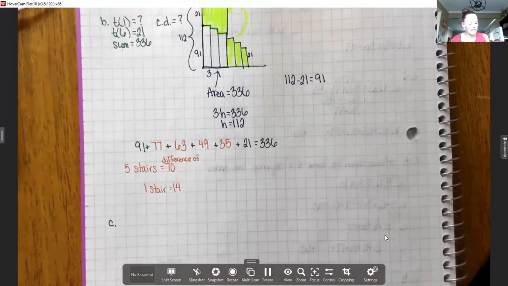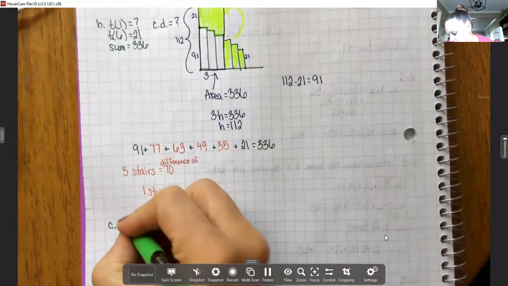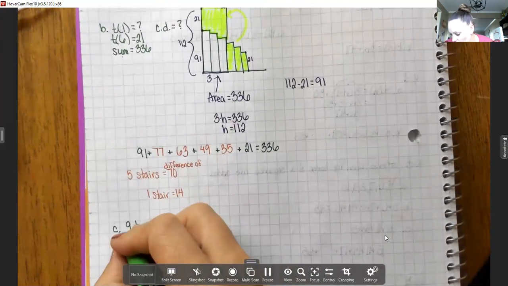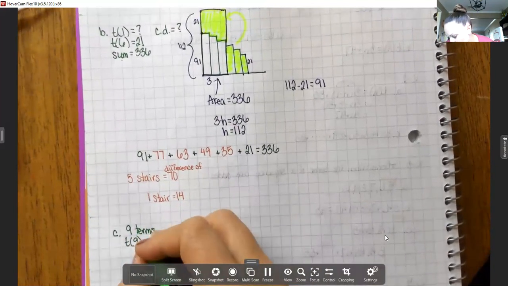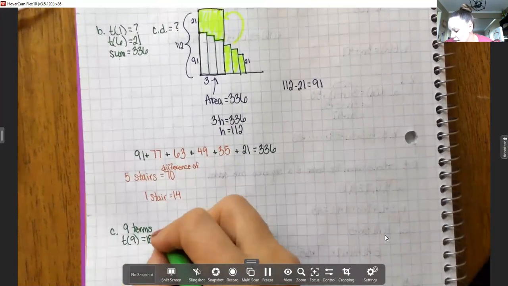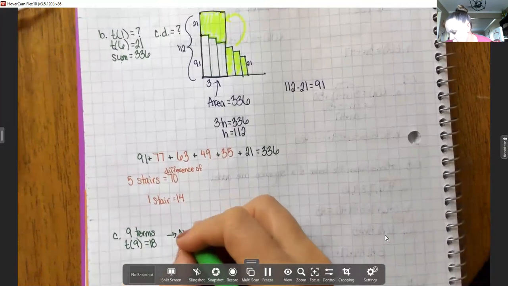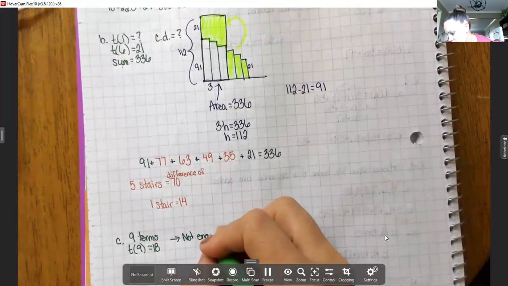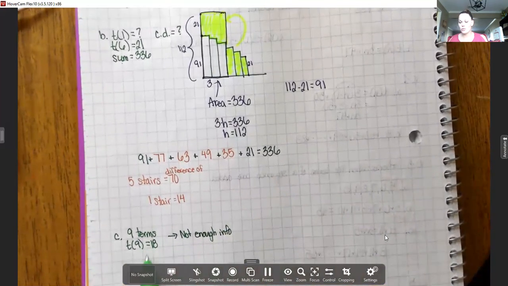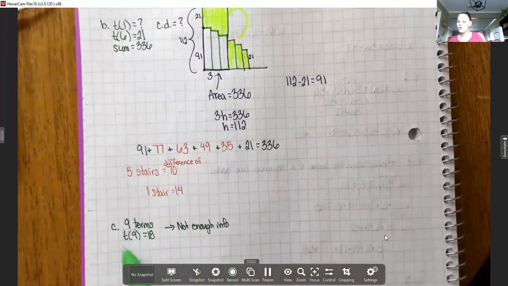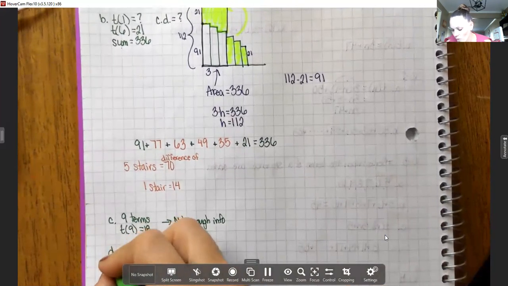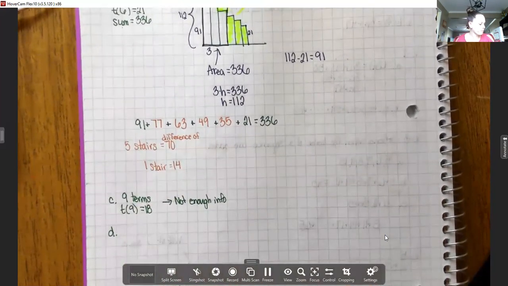Part C says there are 9 terms, and the last term, so T of 9, would be 18. And that's all they tell us. So this is not enough info. You have to have a little bit more here. We have to either know the growth or the first term so that we can find the growth, or the common difference, they call it here.